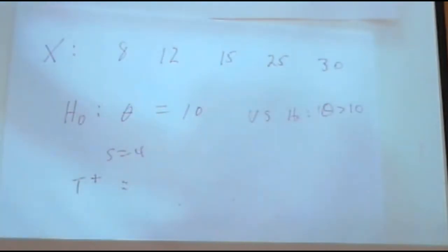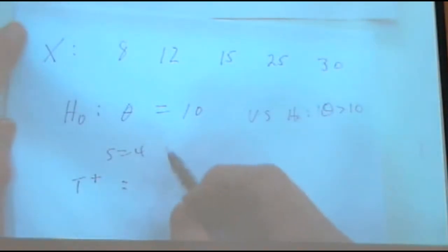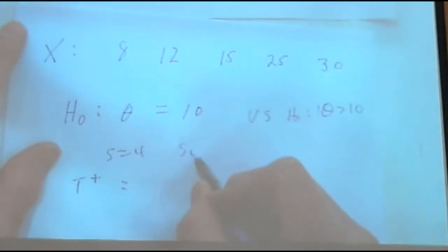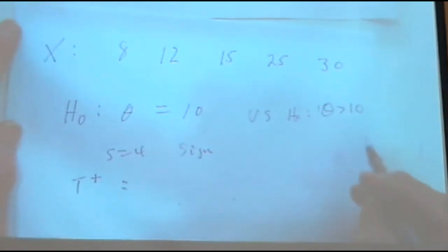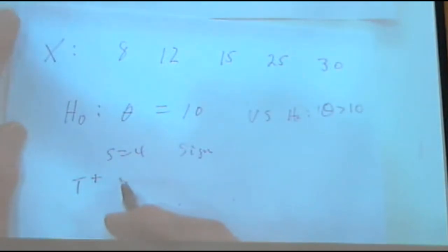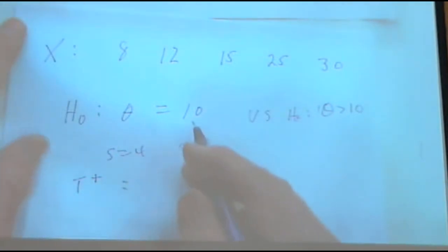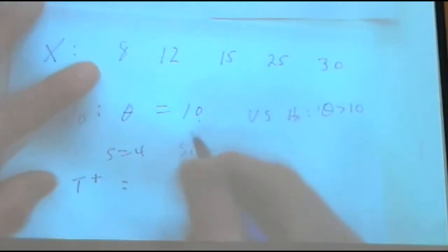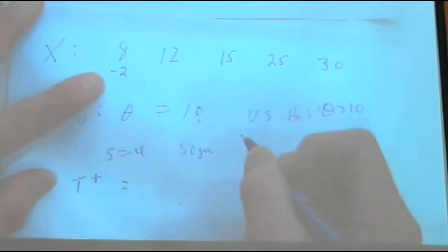The rows are observations. S here stands for sign. And then how about this one? Well, you've got to subtract off the 10, right? But leave the sign, right?